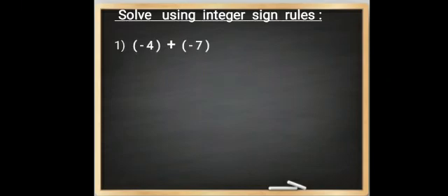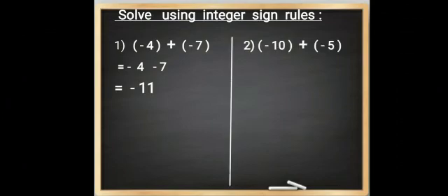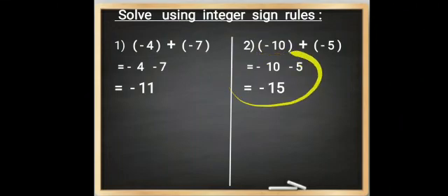Let us solve few more examples using sign rules. Here is the first example. Negative 4 plus negative 7. When I open the bracket, I get negative 4, negative 7, which is like signs case. So I add 4 and 7, which gives me 11, and the common sign to the answer, that is minus 11. Second example, negative 10 plus negative 5. When I open the bracket, I get negative 10, negative 5, and again like signs case, so answer is negative 15.